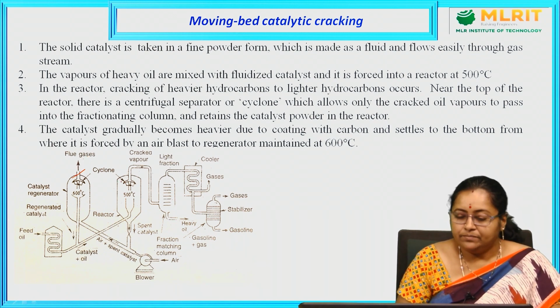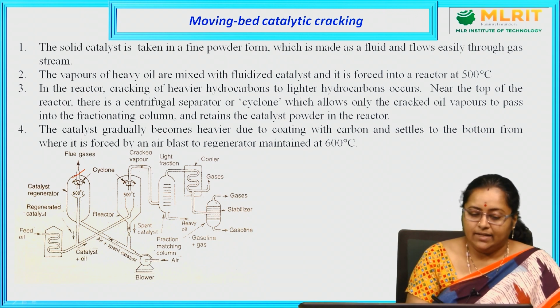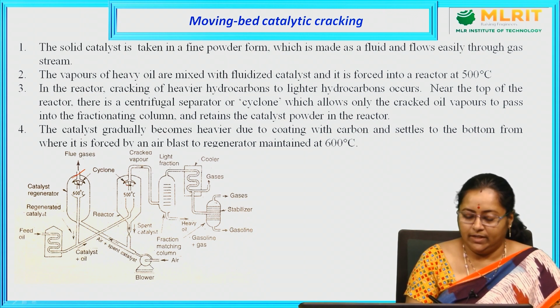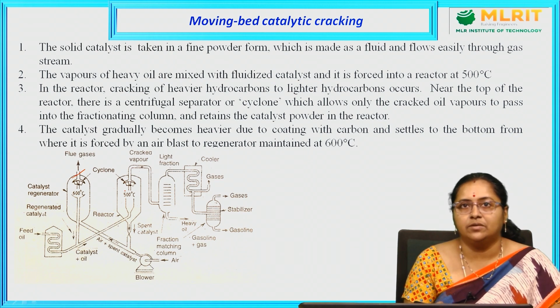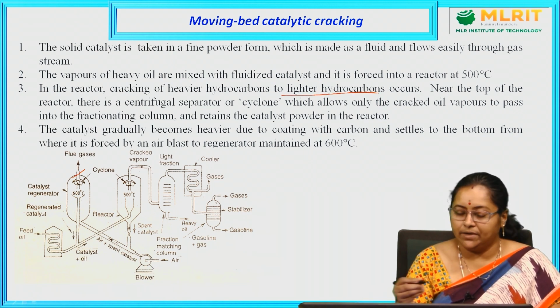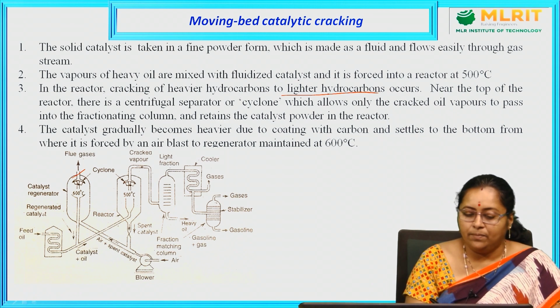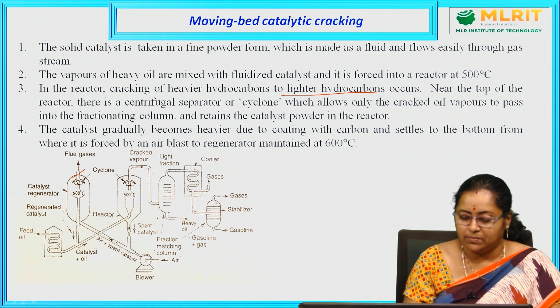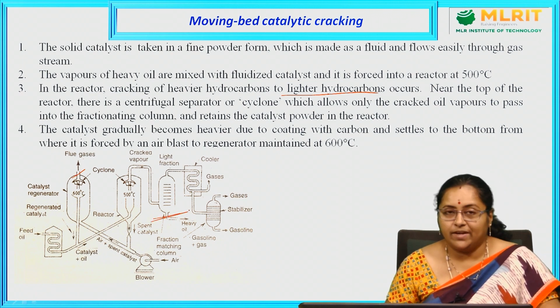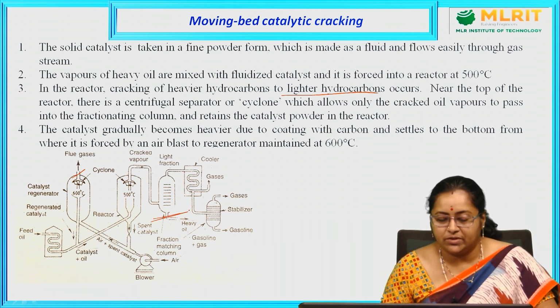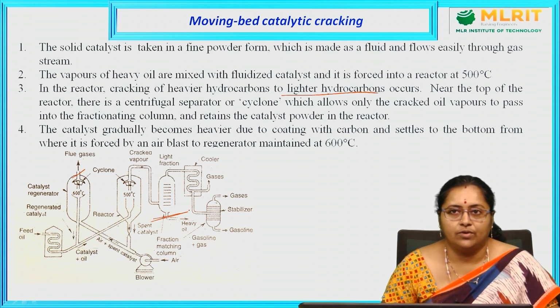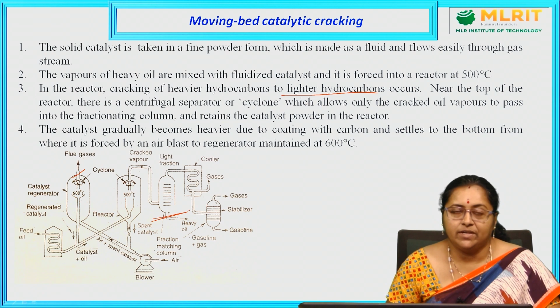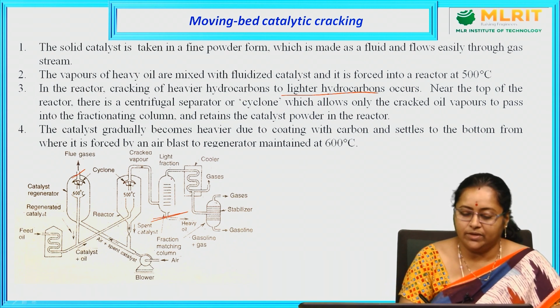Then these cracked vapors of heavy oil, I mean to say heavier hydrocarbons, crack or decompose to lighter hydrocarbons. At the top, after the cyclone separator, these vapors are allowed to pass into a tall fractionating column. There they are subjected to refining using fractional distillation, just like what we have discussed in refining of crude oil. Same thing we are going to carry out here.